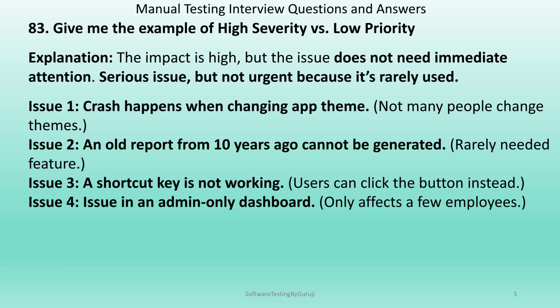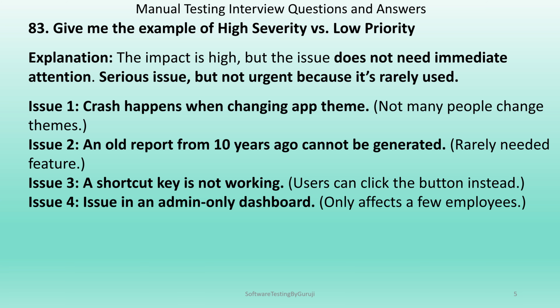First issue: a crash happens when changing app themes. Not many people change themes. Second issue: an old report from 10 years ago cannot be generated. A rarely needed feature. Third issue: a shortcut key is not working. Users can click the button instead. Fourth issue: an admin-only dashboard problem only affects a few employees. So these are the four examples for high severity versus low priority.